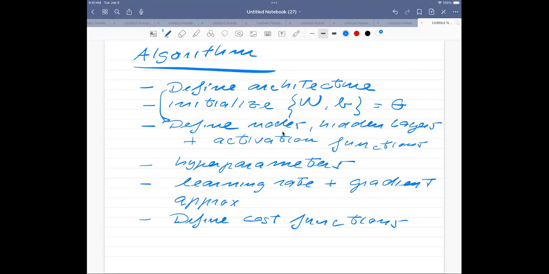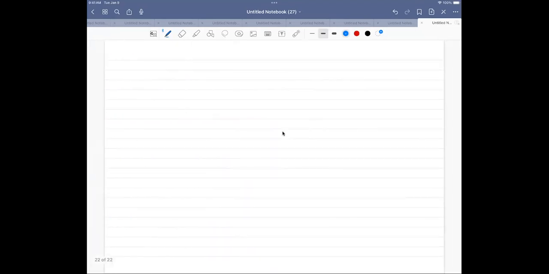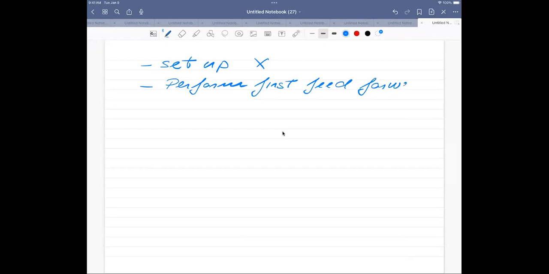When you have this, then the next step is to obviously set up your data. So you set up X. So this could be the design matrix. And what you would do then is to find the first setup when you have initialized everything. Then you would perform the first feed-forward pass, because now you have all the information which is needed. And then continue to the last layer.